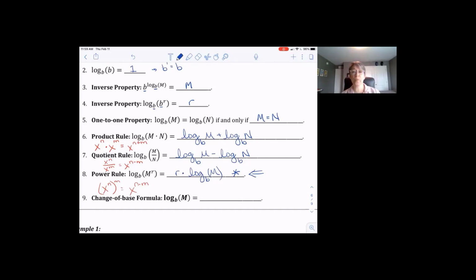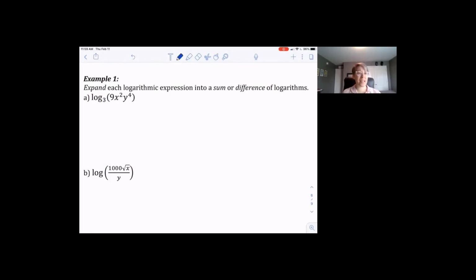But the change of base formula you can do on any scientific calculator. It is the common log of your argument divided by the common log of your base. We can also use natural logarithm. It gives us the same ratio. So let's do a couple of examples.